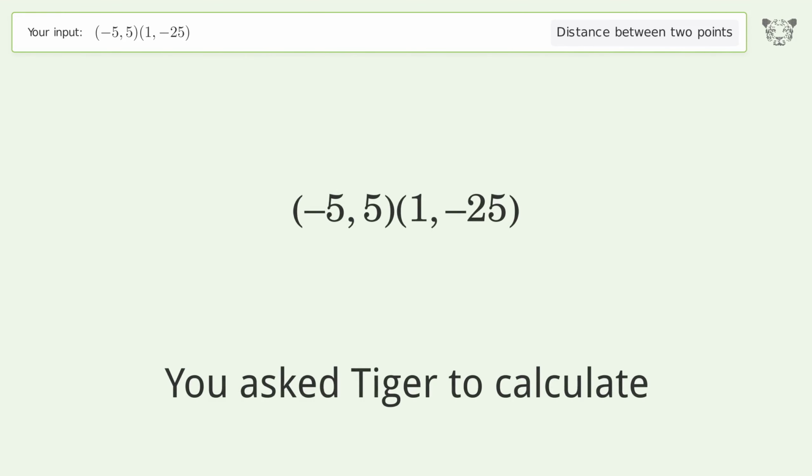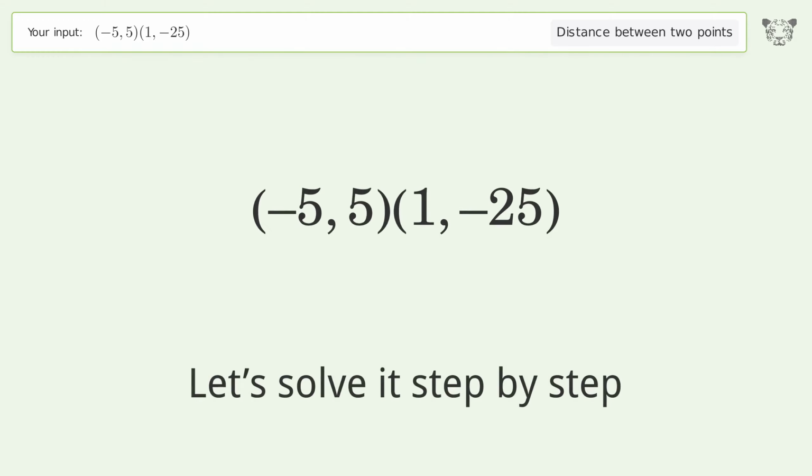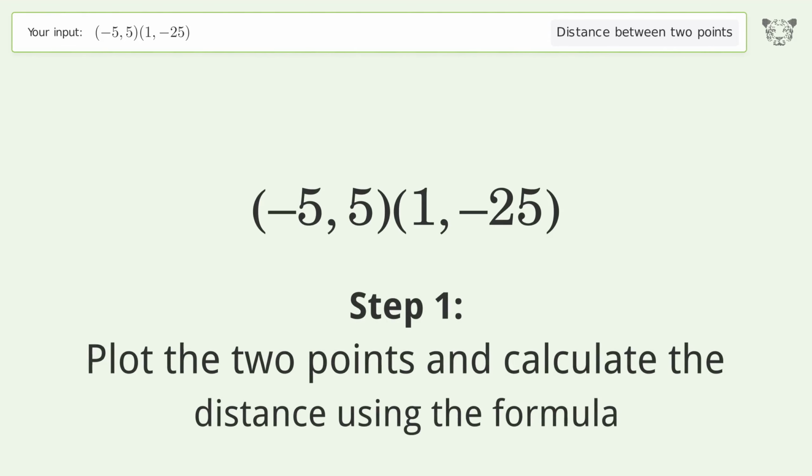You ask Tiger to calculate. This deals with the distance between 2 points. The distance between the 2 points is the square root of 936, or 30.594. Let's solve it step by step. Plot the 2 points and calculate the distance using the formula.